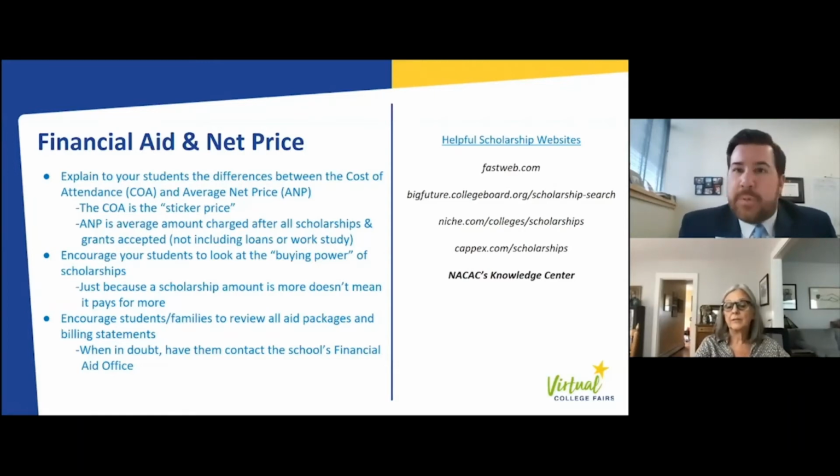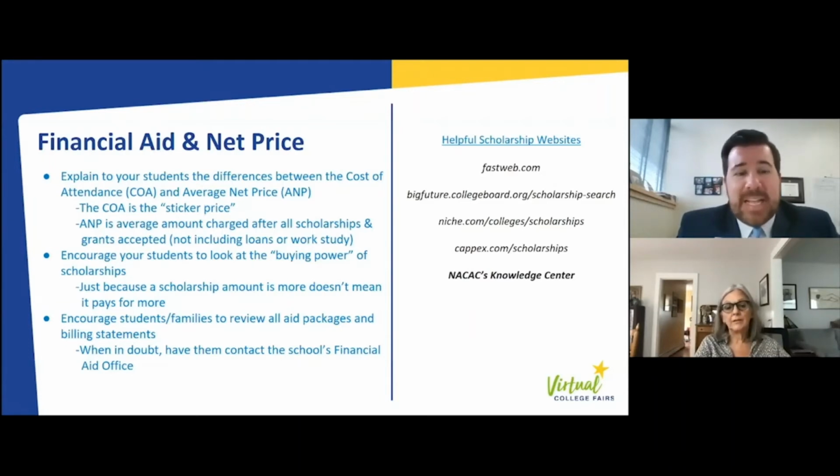For example, school A scholarship may be $10,000, but school A also costs $35,000. School B may have a scholarship of $4,000, but it costs maybe $10,000, $15,000. So they're actually getting more for that scholarship at school B than school A, even though that amount is higher. Hope that makes sense. But it's important for your students and parents to really weigh those financial aid awards and review those intently.